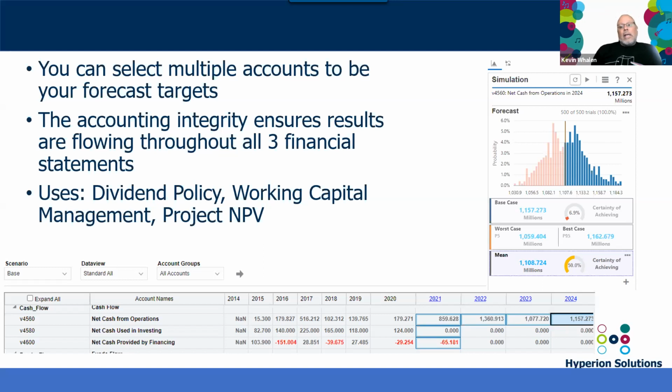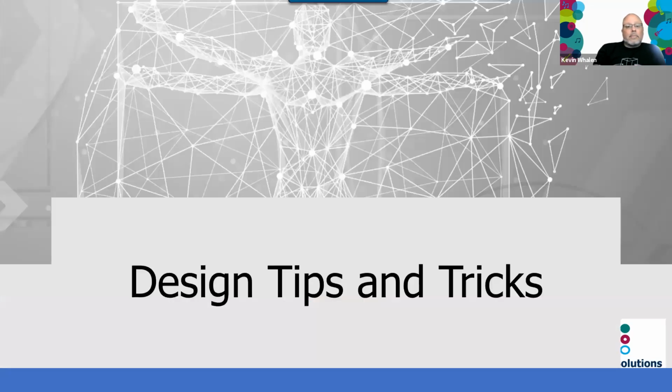And I could come in with some certainty and say I have a 7% chance of making 1.1 billion on my net cash from operations in 2024, given what I know now. But I'd probably be more comfortable with the 1.1 billion, as you can see right there, the 50% mean.